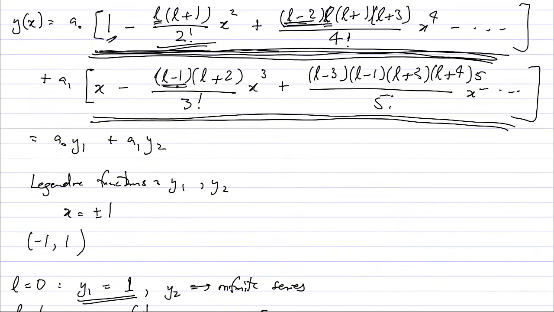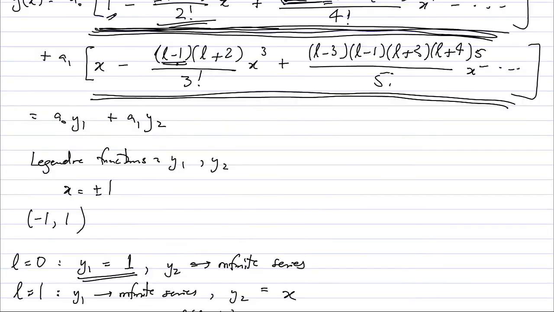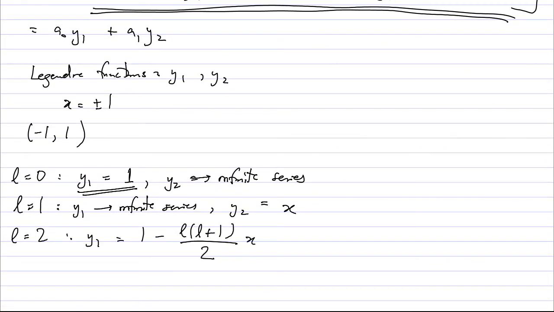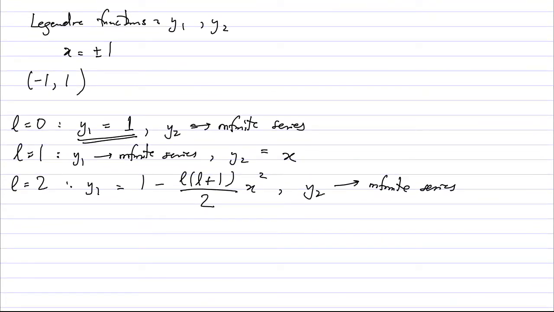Okay, and multiplied by x square, of course. Okay, right. y2 on the other hand gives you an infinite series, which is again divergent at x is equal to plus minus 1. So in other words, if you have integer values of L, then your solutions to the differential equations which are convergent at the points x is equal to plus minus 1 are actually a set of polynomials, which are called the Legendre Polynomials.